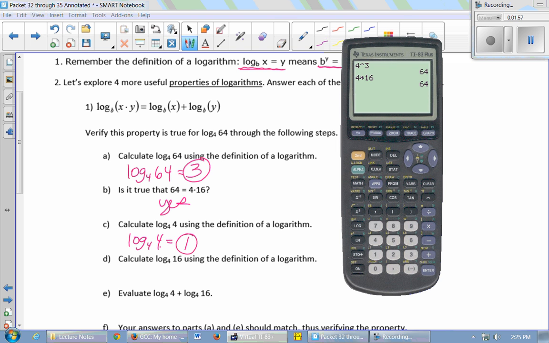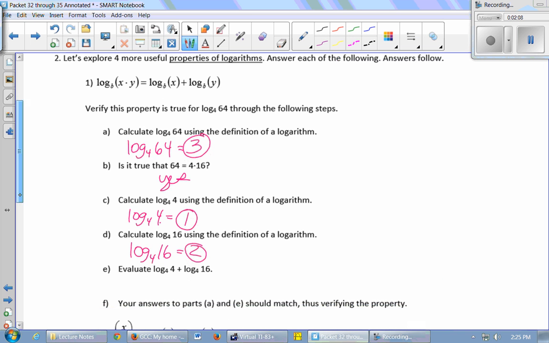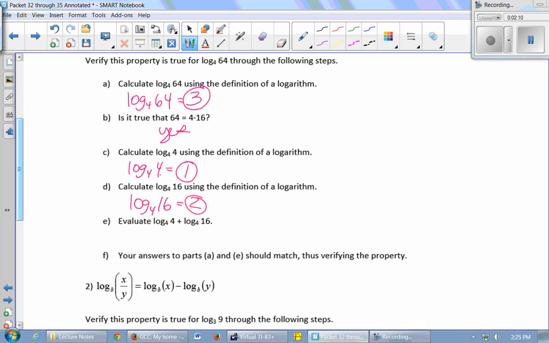And log base 4 of 16 is asking what power do I raise 4 to make 16? Well, that's a 2. 4 squared is 16. So now log base 4 of 4 plus log base 4 of 16 is 1 plus 2, which is 3.